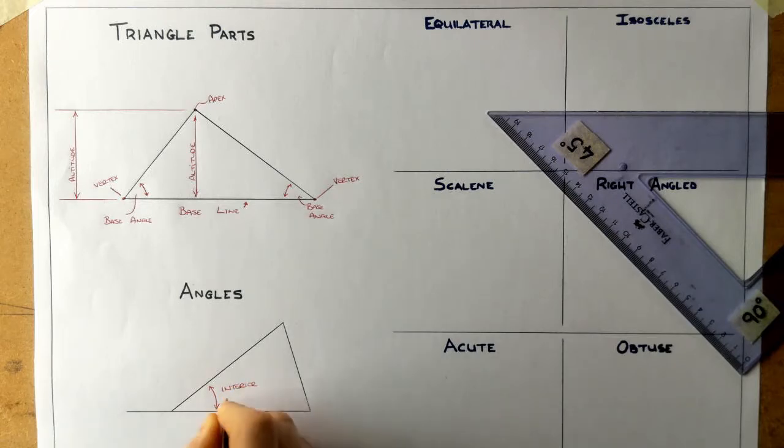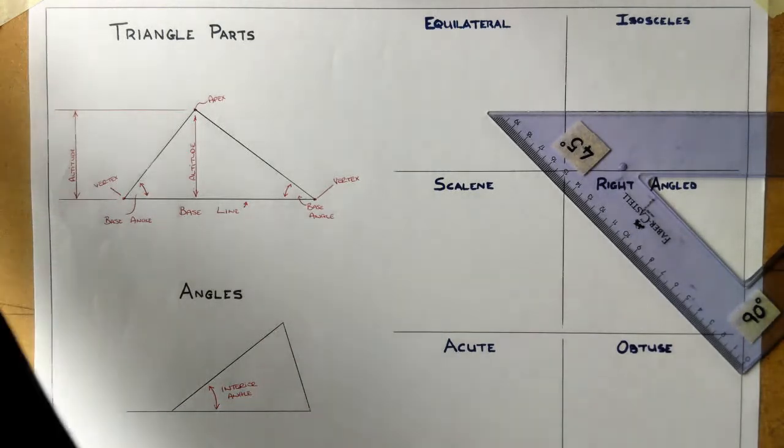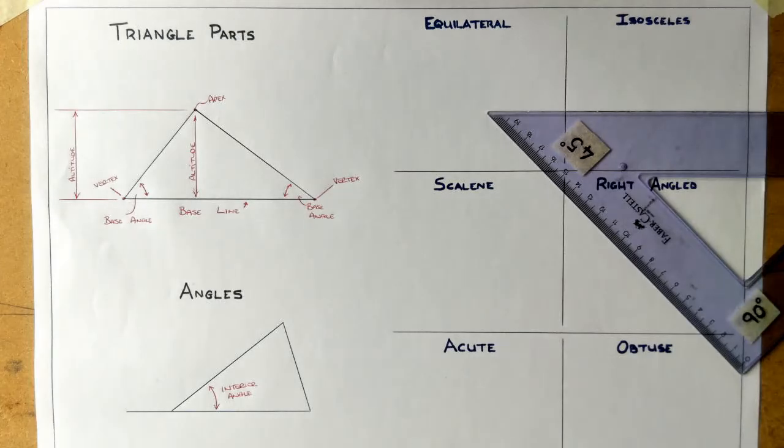Interior angle. And sometimes it can be known as an internal angle. That is the interior angle. Now, I'm just going to use a little different color here. I'm going to use a green.